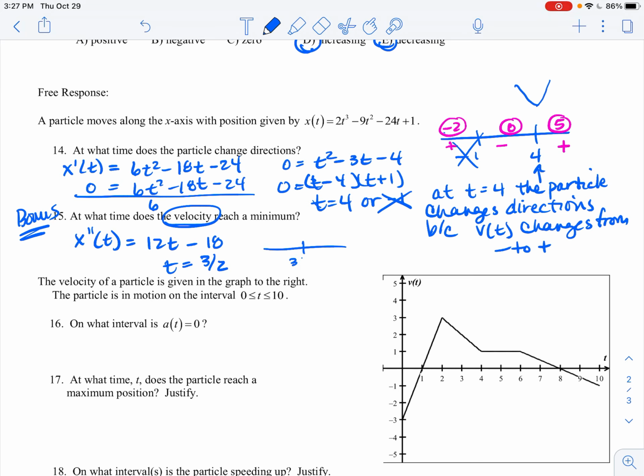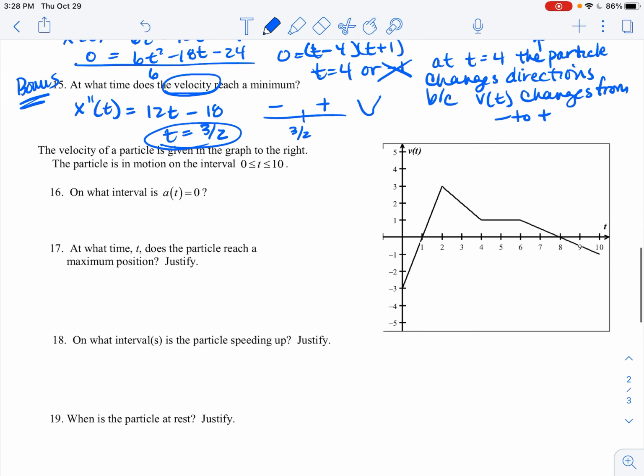Okay, and let's just test a value. If I test 0 in this interval, that will make this negative. And if I test a 2 over here, that'll make this positive. So I'm going from negative to positive, and negative to positive, as I showed you up here, is where I have a minimum. So at a time of 3/2.